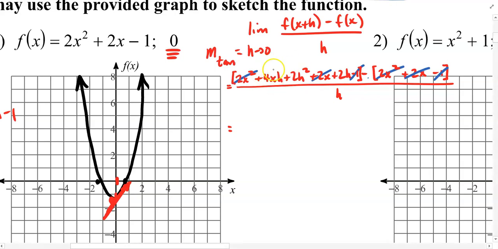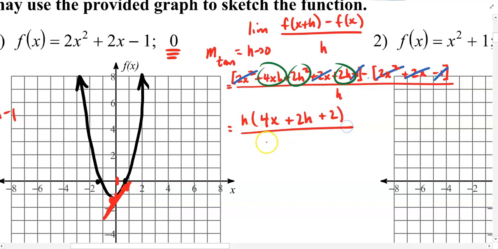And what we're left with are these terms here. 4xh, 2h squared, and 2h. Now each of those have a common factor h in them. So I had mentioned in class that it's a good idea to factor that out before you try canceling anything. This way you don't accidentally cancel something that you shouldn't, or factor something that you shouldn't. Now we can clearly see that the numerator contains a common factor of h that can factor with the denominator. And we now have the difference quotient for 4x plus 2h plus 2.